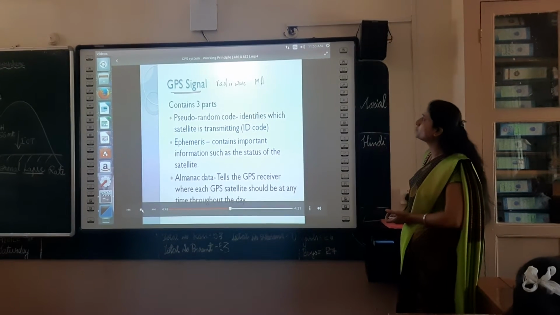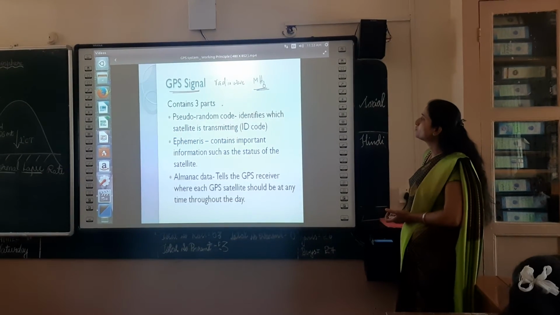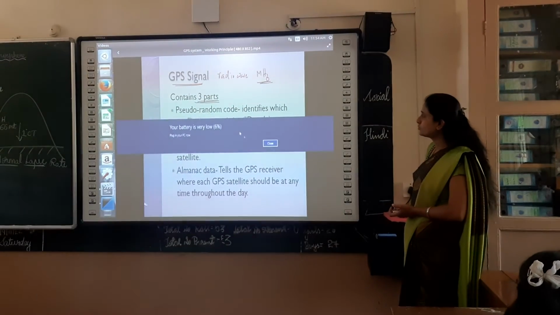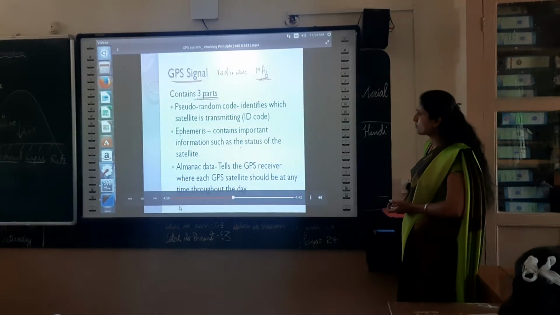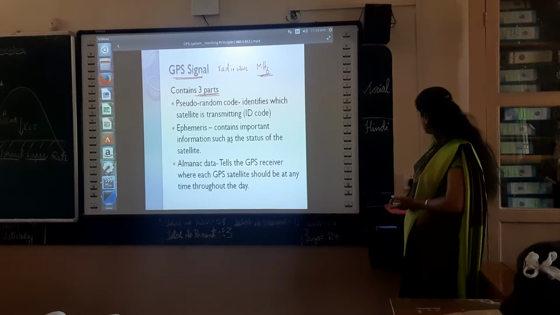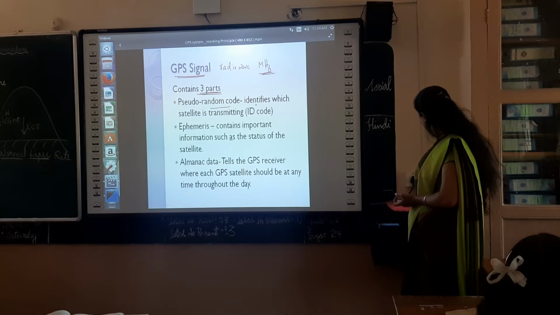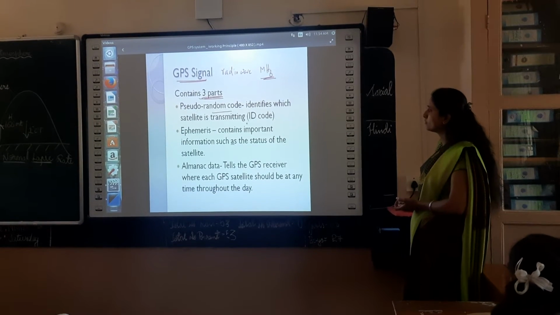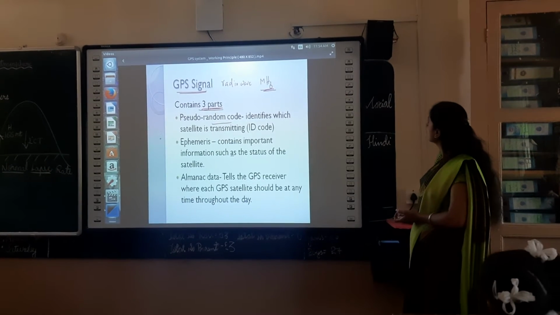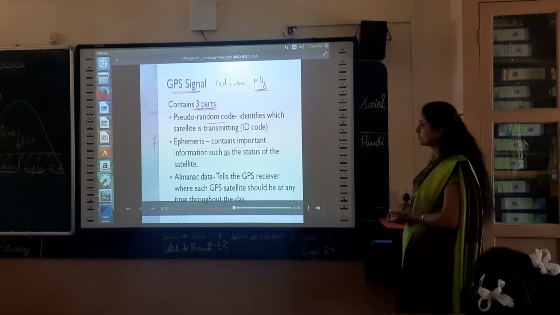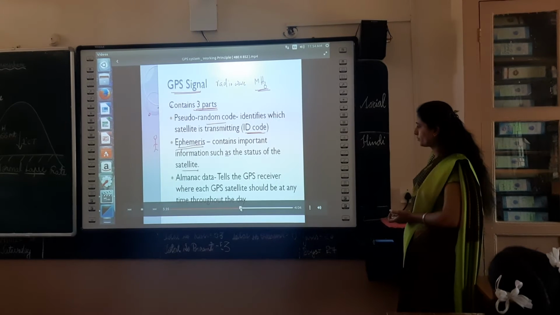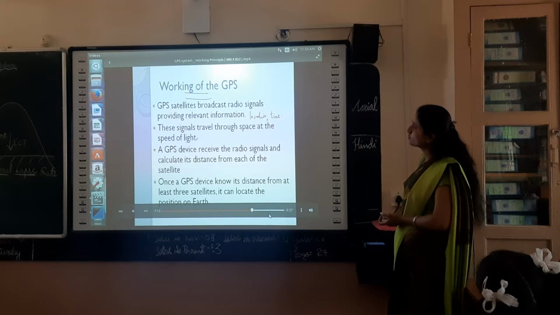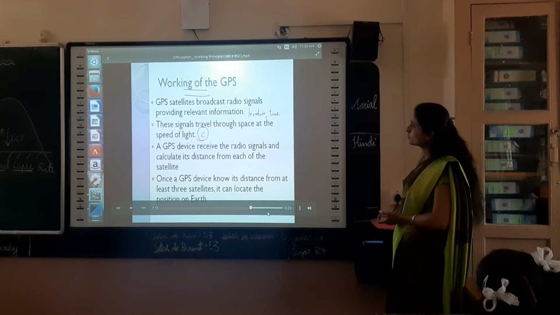Around 1000 megahertz frequency, and these signals contain three parts. One is a pseudo-random code, which is the first part, and it is used to identify which satellite is transmitting the signal. As I mentioned, each of the receivers will be able to locate more than one satellite. These signals travel through space at the speed of light.